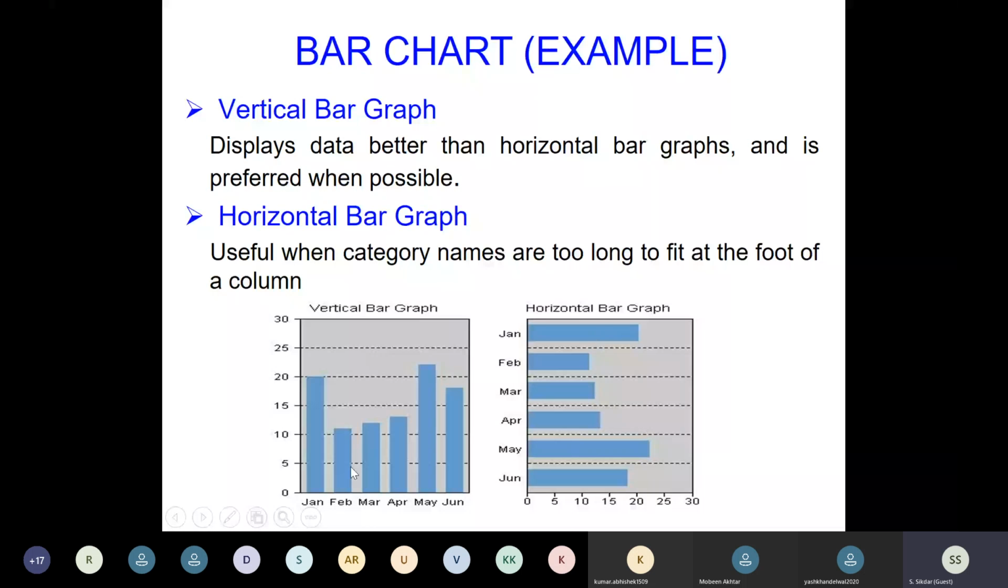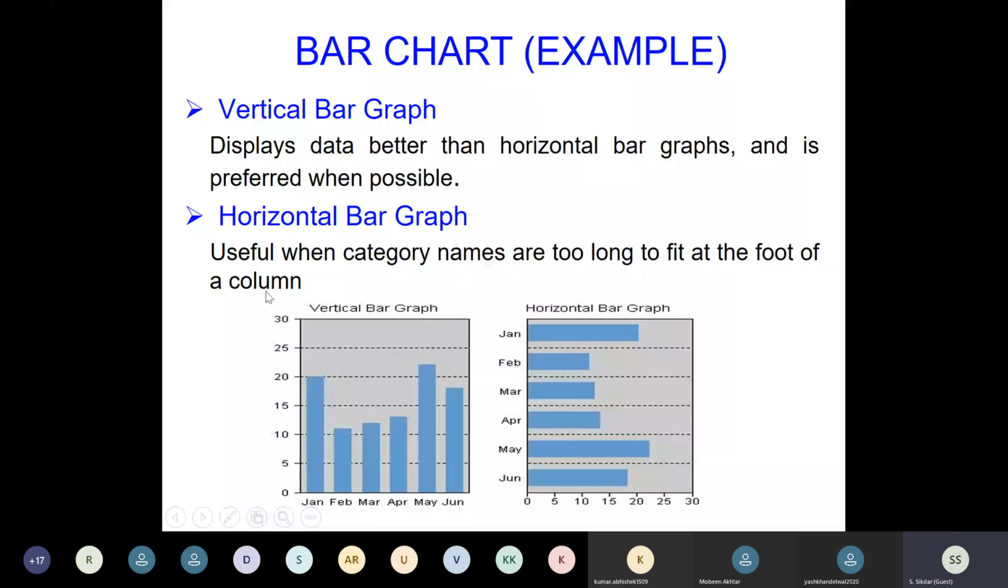That's a matter of impression. It's a personal impression. Maybe for some people horizontal would be more impressionable, and it makes more impression on them and not on me. And you use a horizontal bar when the category names are too long. I cannot put them here like that, too long to fit at the foot of the column.